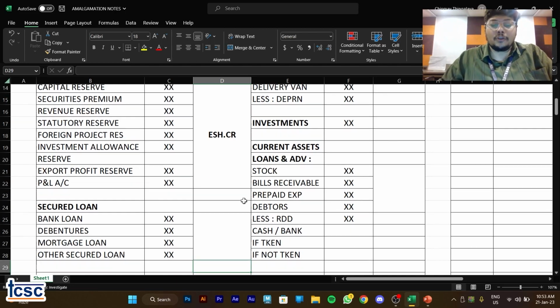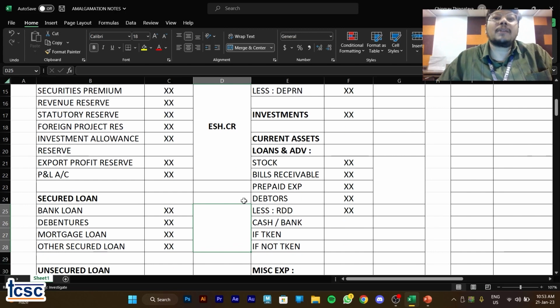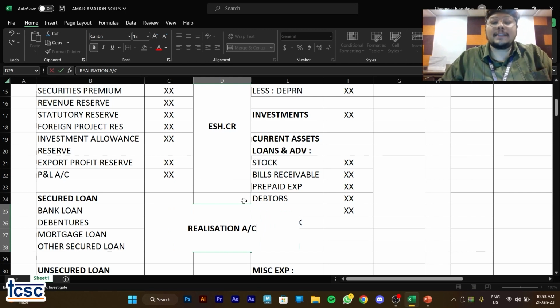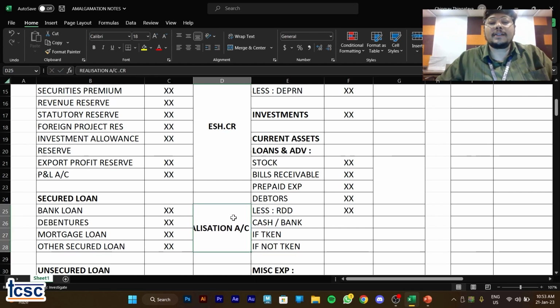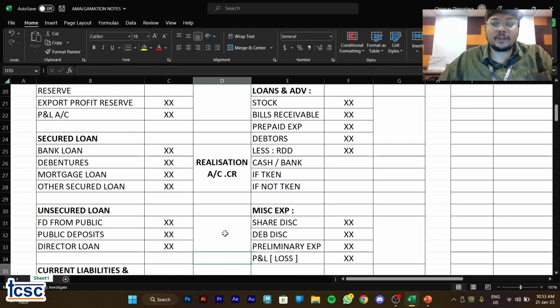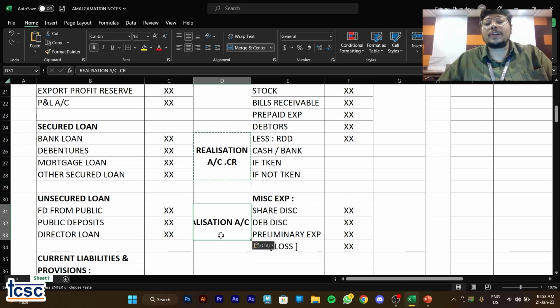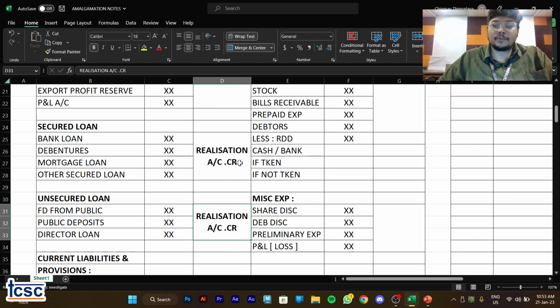Now coming towards secured loan. Secured loan is nothing but my external liability. So for external liability, we have something called the realization account. And since it is a credit side, liability side item, it will be realization credit, and it will be posted on realization credit. Likewise, unsecured loan is also an outside liability, an external liability. The amount will be posted in the realization account credit side.